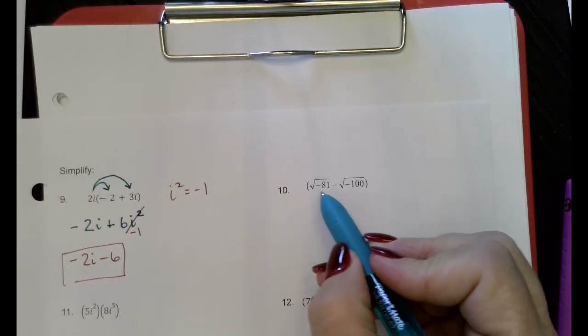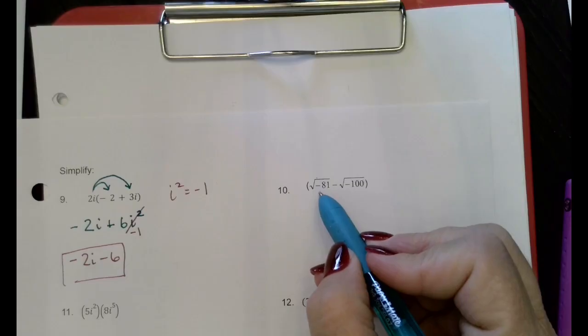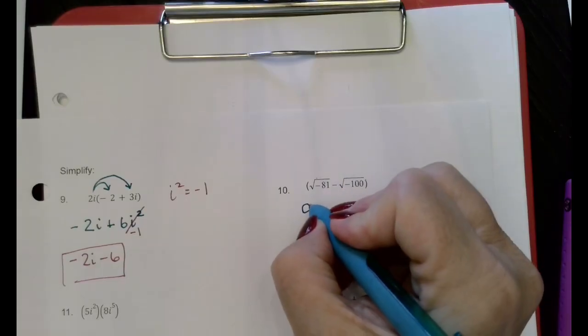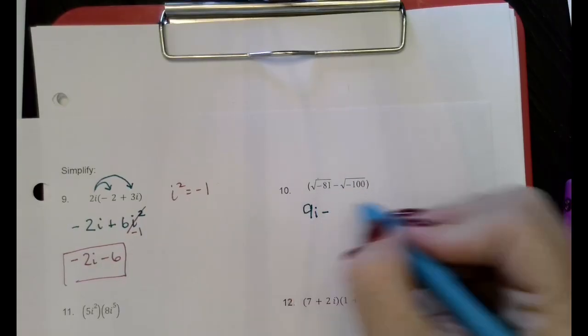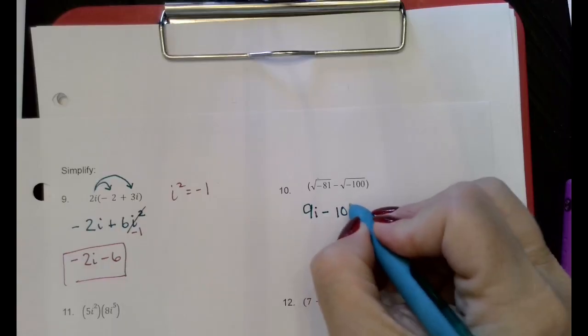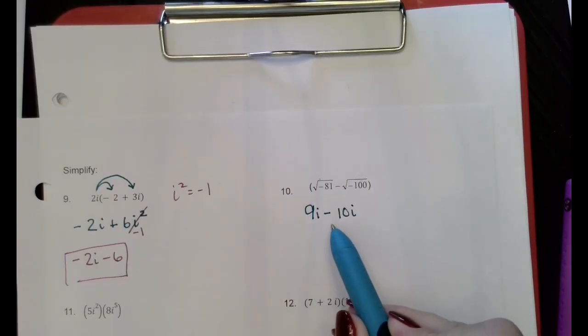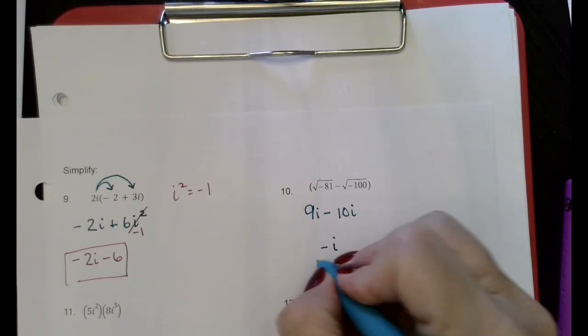Over here, I have a perfect square. So if we remember with a perfect square, this is going to become 9i minus 10i. So 9i minus 10i is just -i.